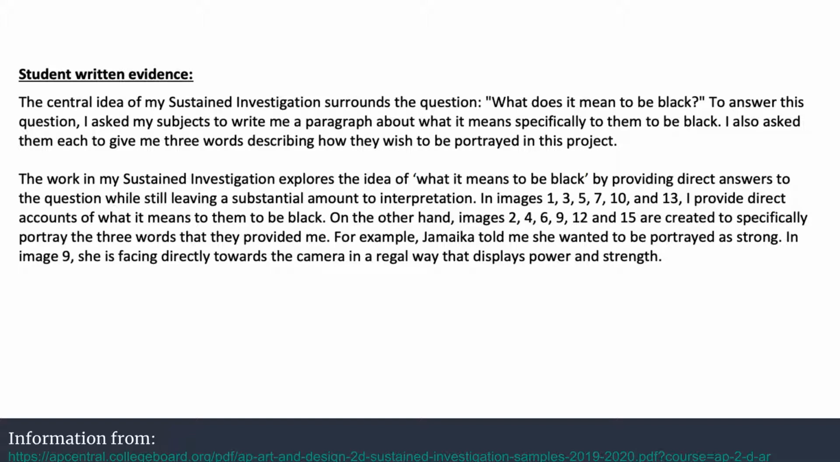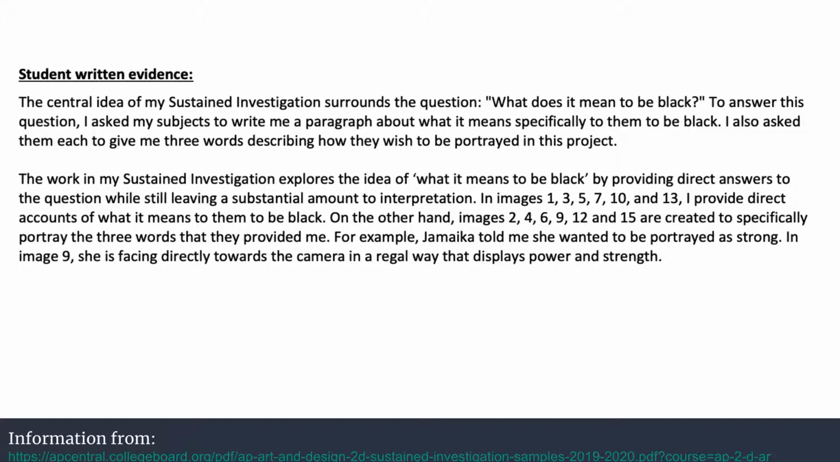The work in my sustained investigation explores the idea of what it means to be Black by providing direct answers to the question while still leaving a substantial amount to interpretation. In images 1, 3, 5, 7, 10, and 13, I provide direct accounts of what it means to be Black. So this is right here, and I will help you with this, where they're really pulling out and giving that evidence of this is how I did what I said I wanted to do. They're pointing back to specific images and saying, this is how I feel like I showed it.